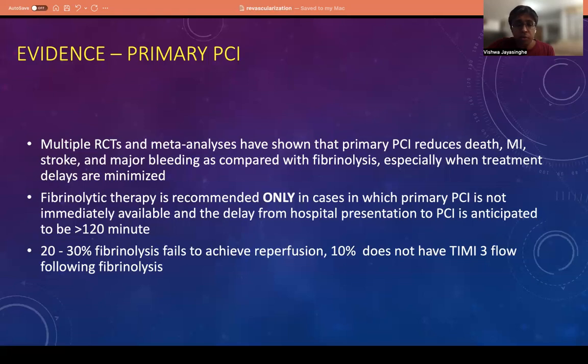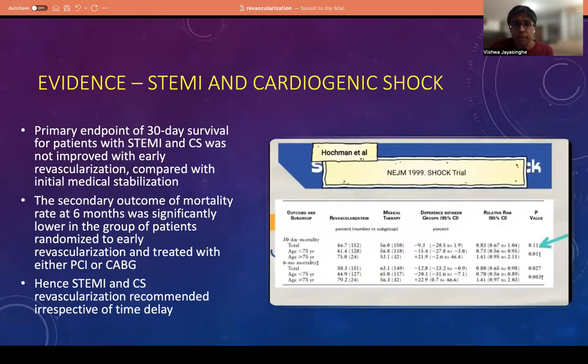However, it's important to note that the success rate of fibrinolysis is about 70 to 80%. And even out of that 70% who succeed, about 10% of people do not have TIMI 3 flow in the infarct-related artery. So overwhelmingly, evidence is favoring primary PCI for acute STEMI.